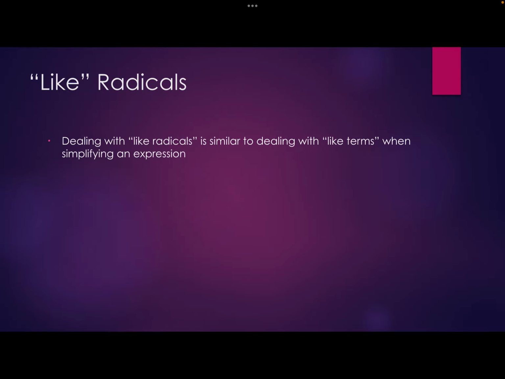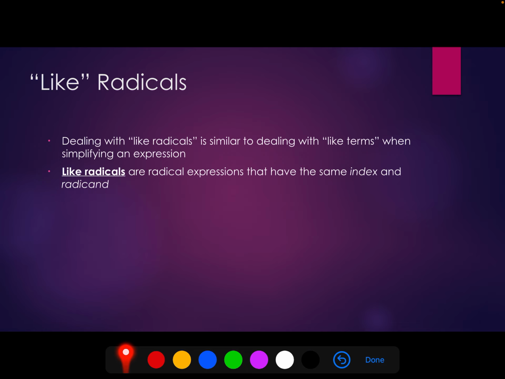So first let's talk about like radicals. When we're dealing with like radicals, it's very similar to dealing with like terms whenever we're trying to simplify an expression. So like radicals are radical expressions that have the same index and the same radicand, right? And if you don't remember, if we take a look here, we have our index, which is this value of n right here, and our radicand, which is the number that's under our radical.